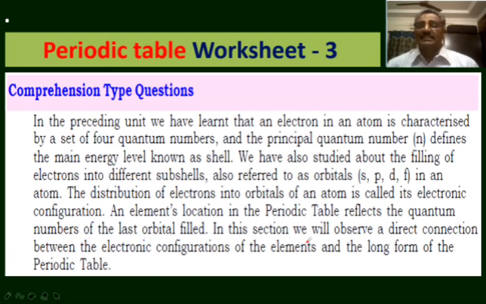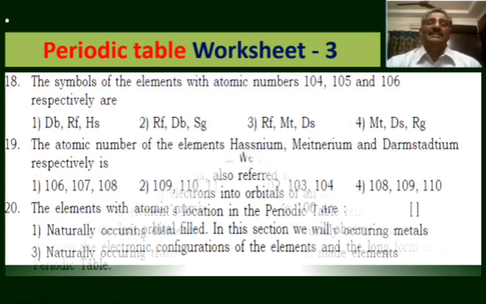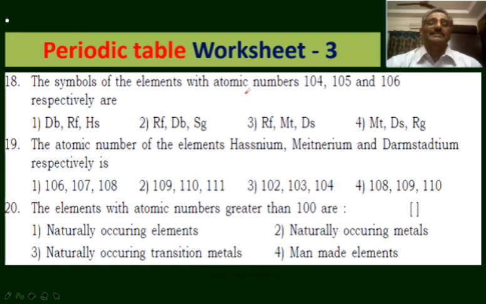In this section, we will observe a direct connection between the electronic configurations of the elements and the long form of periodic table. A statement is given. Some information is given in this. You have already learned this in atomic structure. Let us try to answer the questions based on this.